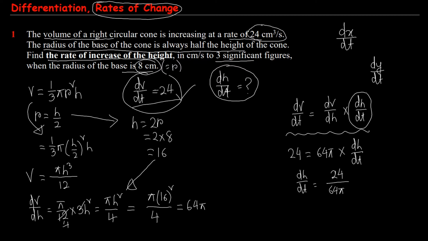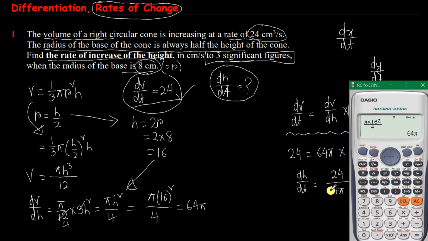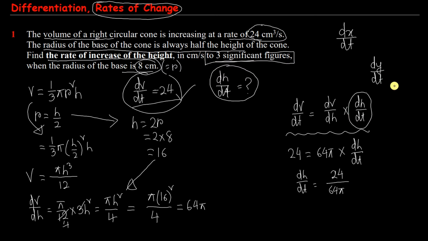The question is asking you to find the answer to three significant figures. If we want to write it exact, we can write it like this: 24 by 64. Let me use the calculator. 24 divided by 64 gives us 3 by 8. So we can write our answer as 3 by 8 pi if we want the exact answer, and the unit is centimeter per second, definitely, because it is height with respect to time.